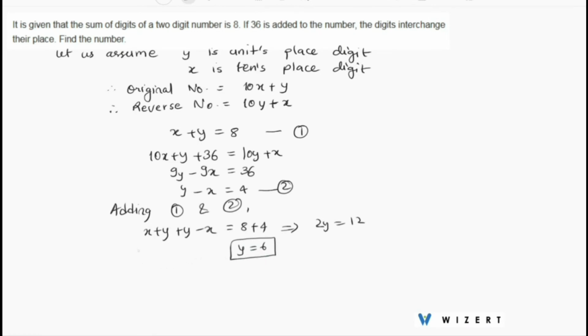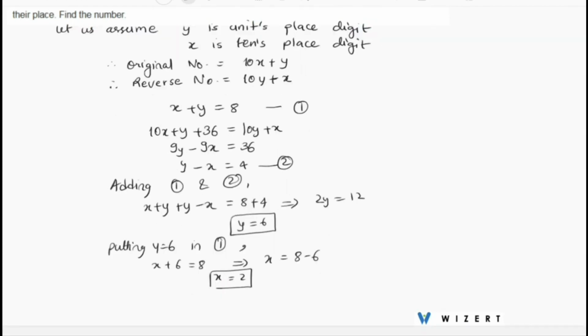Now putting this in equation 1, putting y equal to 6 in 1, we get x plus 6 equal to 8. So that gives us x equal to 8 minus 6. So we get x equal to 2. Now we've got values of both the digits.